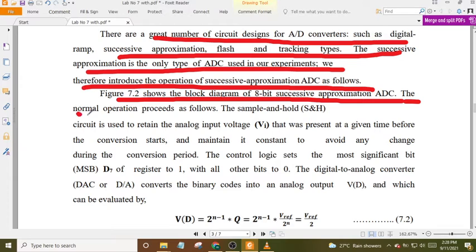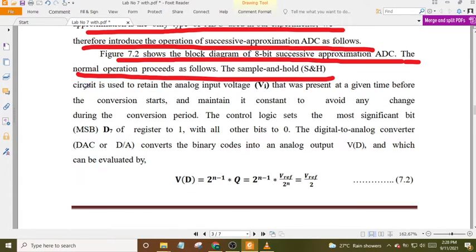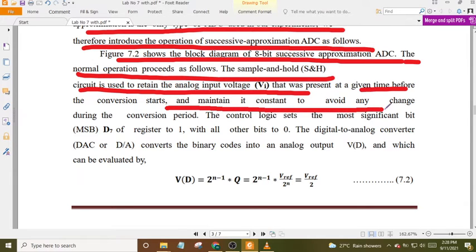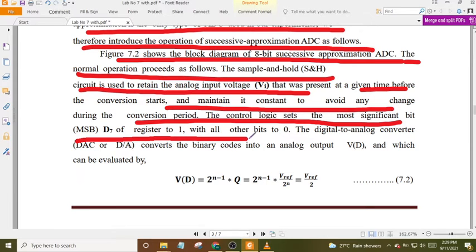The normal operation proceeds as follows. The sample and hold, S/H, circuit is set to retain the analog input voltage, Vin, that was present before the conversion starts and maintain it constant to avoid any change during the conversion period. The control logic sets the most significant bit, MSB, D7 of the register to 1, with all other bits to 0.